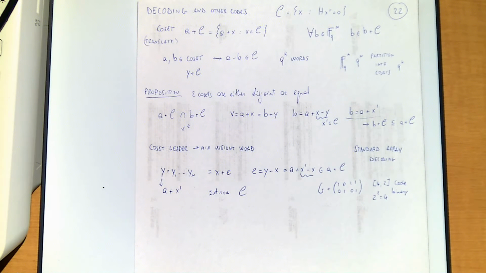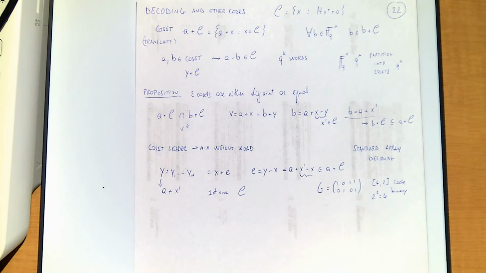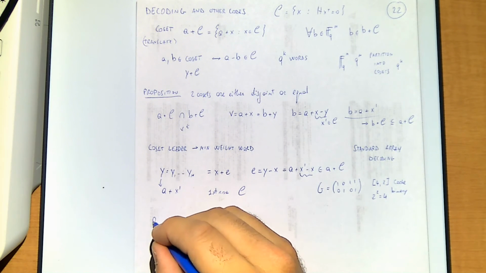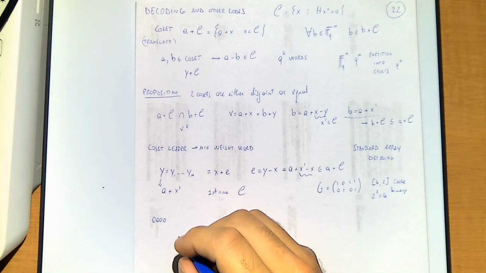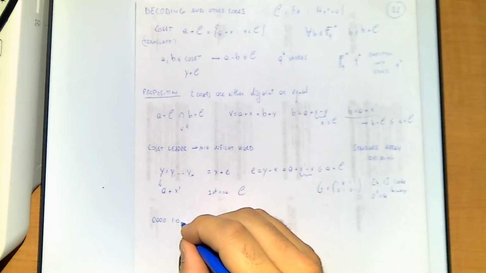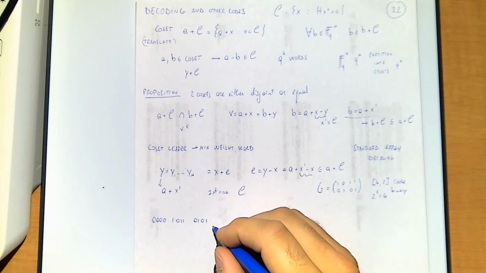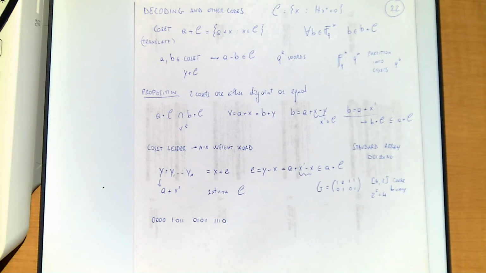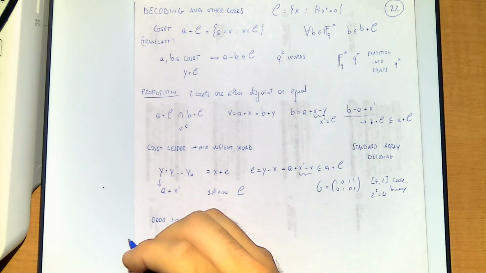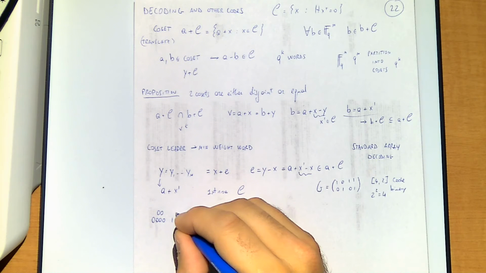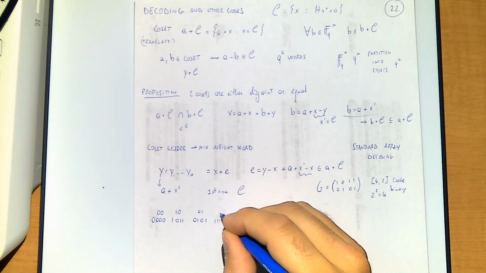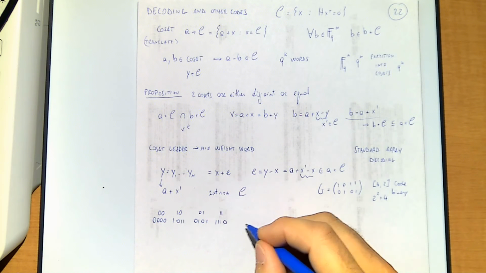Perfect. So if I build a standard array, then I have the following code words: 0, 0, 0, 0, 1, 0, 1, 1, 0, 1, 0, 1, and 1, 1, 1, 0. Right? These are the 4 code words. Because this is in systematic form, you can see that this exactly corresponds to 0, 0, 1, 0, 0, 1, and 1, 1. Okay, so this is the code here.